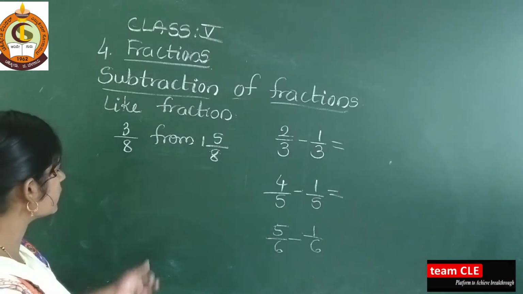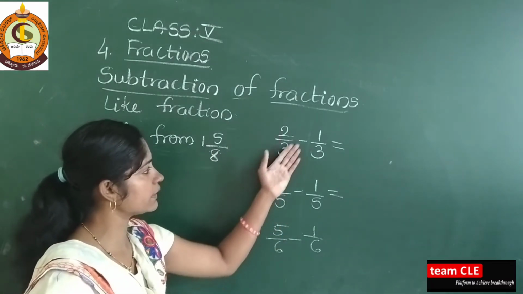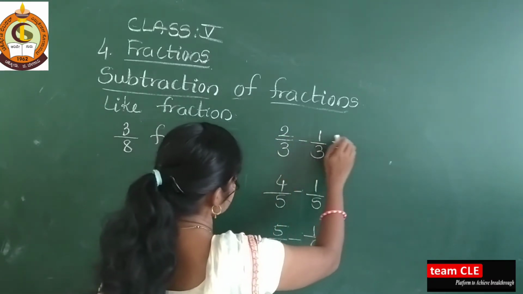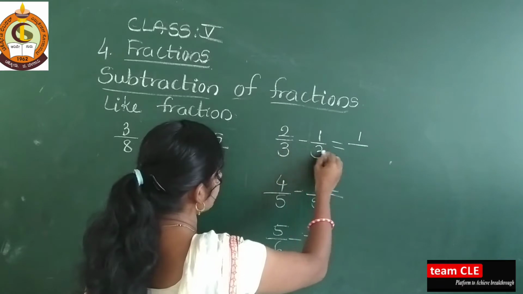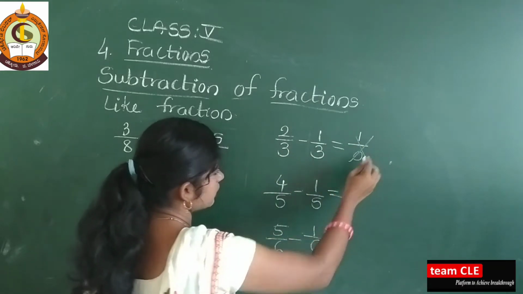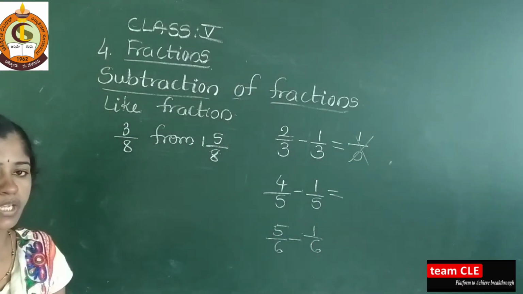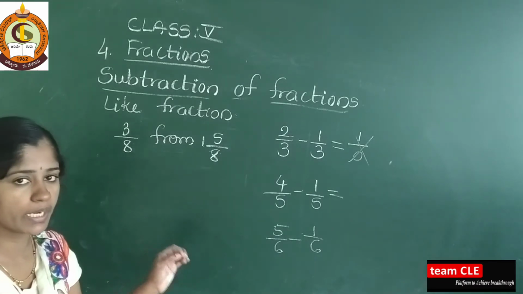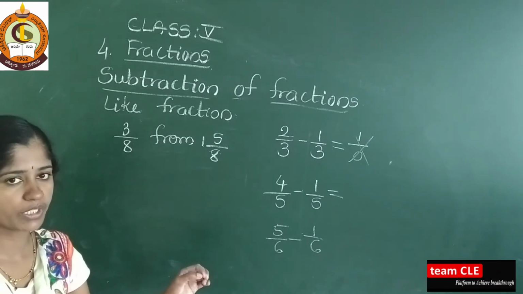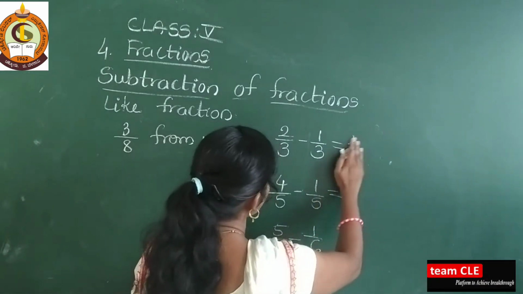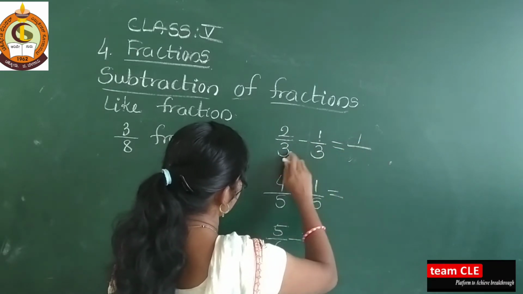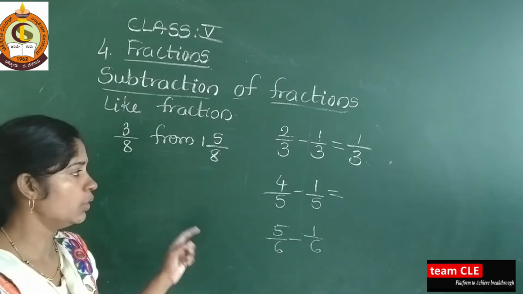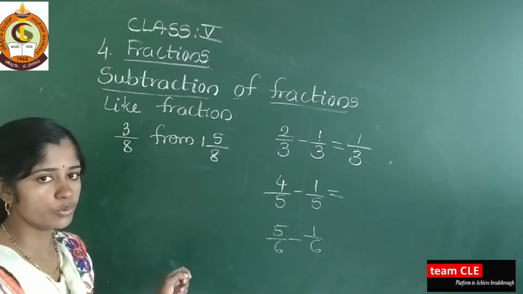See here, first question, I will take this example: 2 by 3 minus 1 by 3. How to subtract this? 2 minus 1 is 1. Don't write here 3 minus 3 is 0. This is completely wrong. When we are subtracting like fractions, we need to subtract only the numerator. Don't subtract the denominator. So here 2 minus 1 is 1 and you keep the denominator as it is. We need to subtract only the numerator.